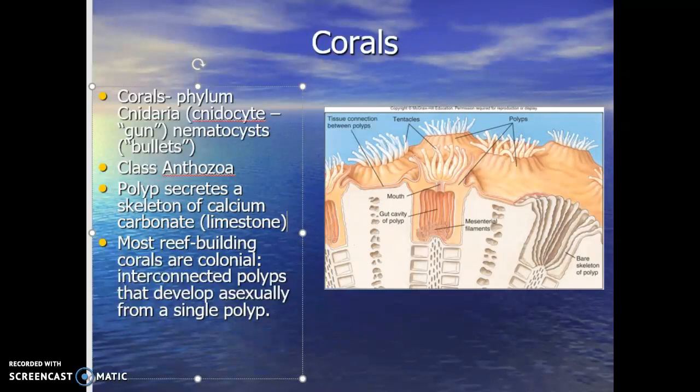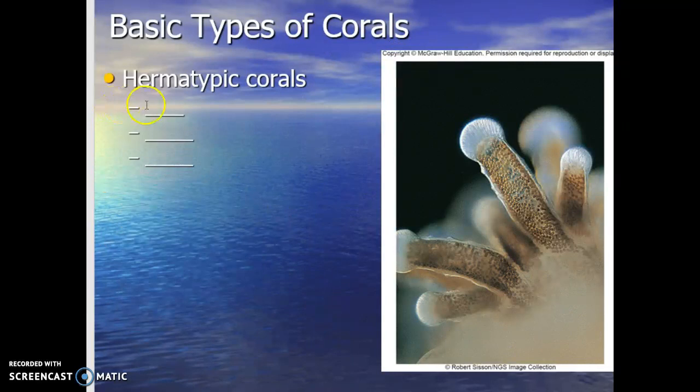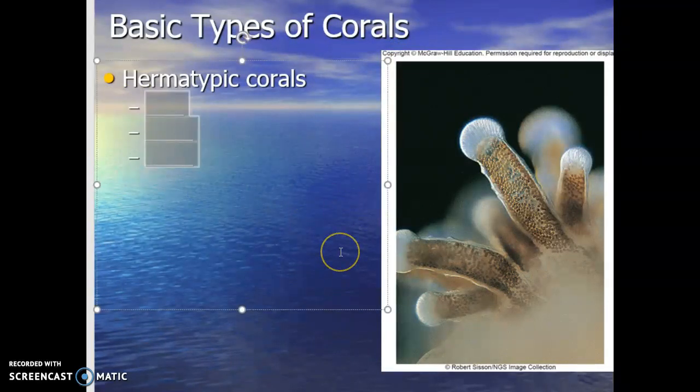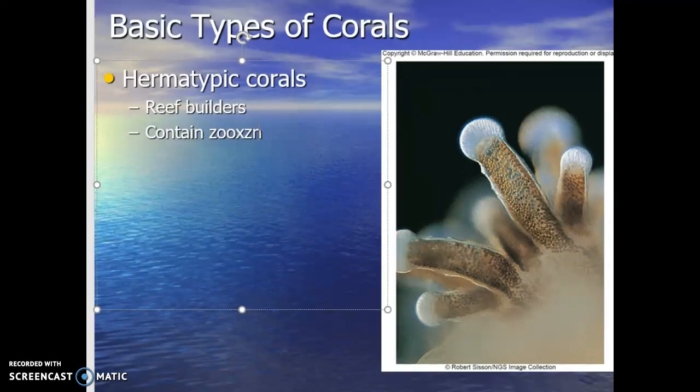Alright, so as we look at corals, the basic type of coral is this thing called a hermatypic coral. These are your basic reef builders. Alright, most of these contain that thing we talked about before called zooxanthellae. Those zooxanthellae are the photosynthetic algae that will live inside the tissue of the corals.